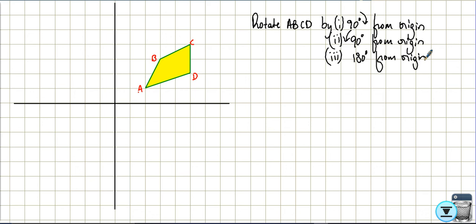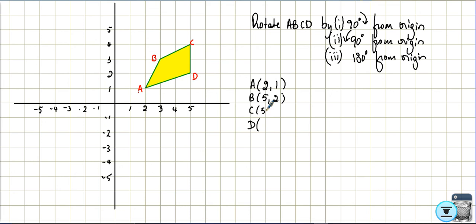So let's find the coordinates of ABCD. A has coordinates 2, 1, B has coordinates 5, 2, C has coordinates 5, 4, and D has coordinates 3, 3. So let's start our rotations.